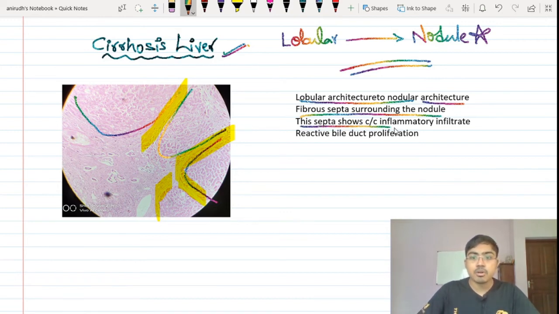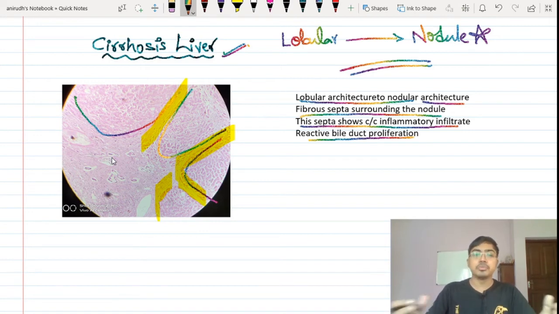The septa shows chronic inflammatory infiltrate. So what will you see here? Lymphocytic infiltration can be seen over there, and bile duct proliferation can also be seen over here. So there are many duct-like structures in this particular area, isn't it? So I think those are bile duct reactive proliferation. As a result of that, there is a secondary proliferation of bile duct due to the cirrhosis, due to the formation of nodular architecture. The bile duct will proliferate.